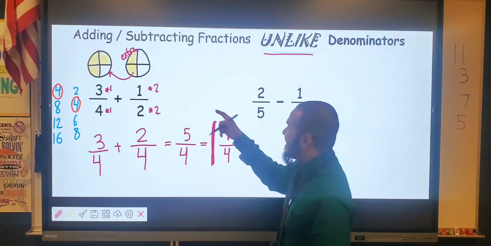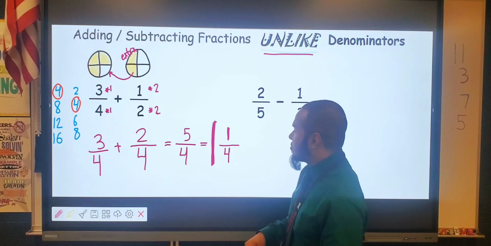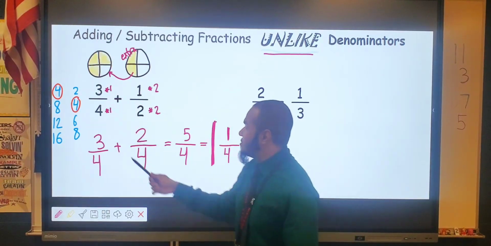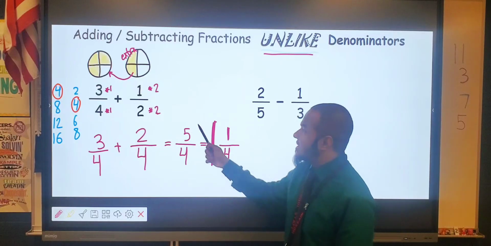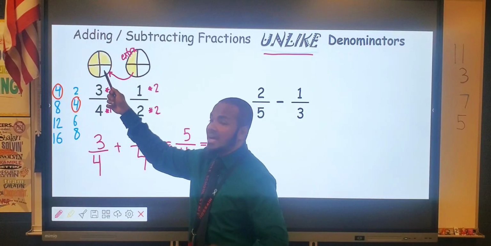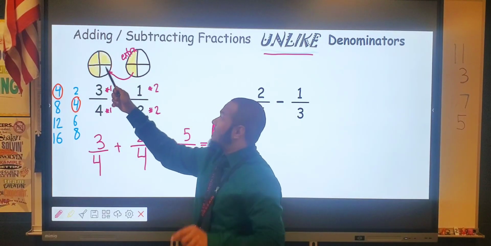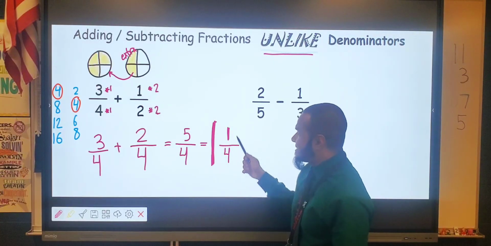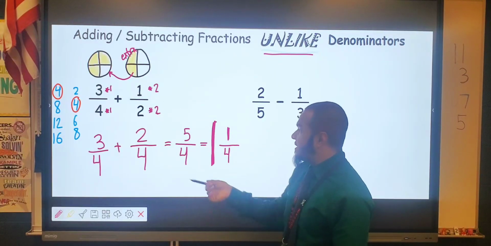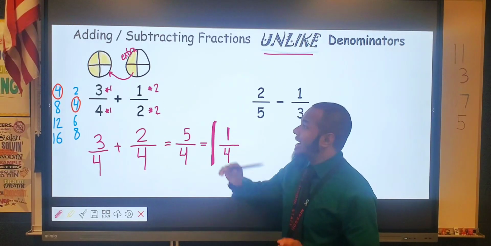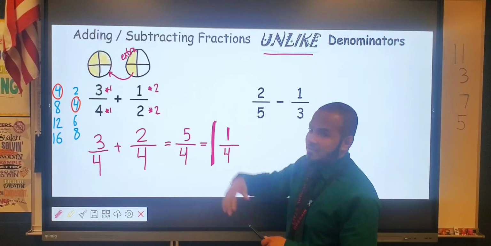And so to represent this fraction, to represent this model, as you can see, one whole pizza. If I take this slice, put it over here, that's one whole pizza. Then I'm gonna have this one extra slice left over. So this would be the final answer on how you're adding unlike fractions.